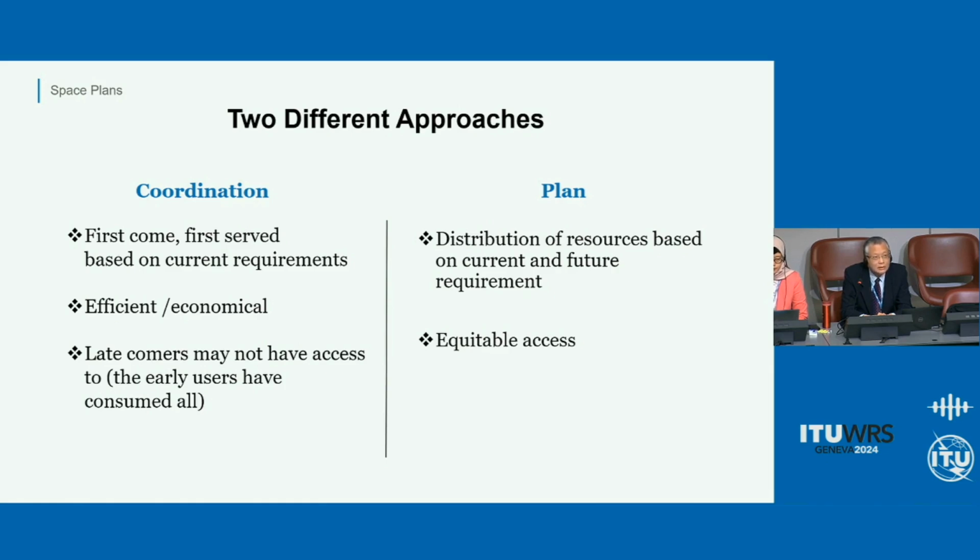So it obviously reflects an efficient way of using spectrum resources. But one problem that could arise with this approach is that as more and more resources, I mean spectrum and orbital slots, have been used, it becomes more and more difficult for newcomers to get access to those resources. So for newcomers, how do we ensure that in the future they can get at least the minimum resources to meet their requirements? So we introduced another approach. We call it a plan.